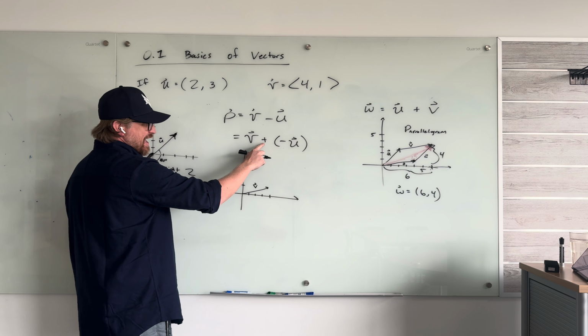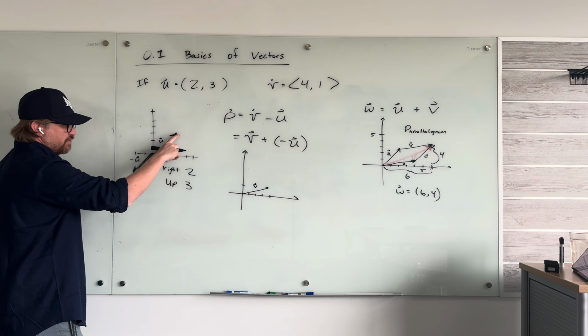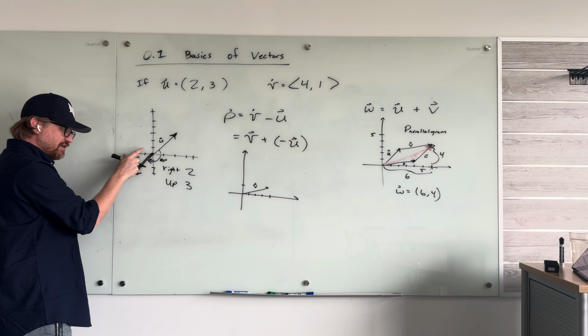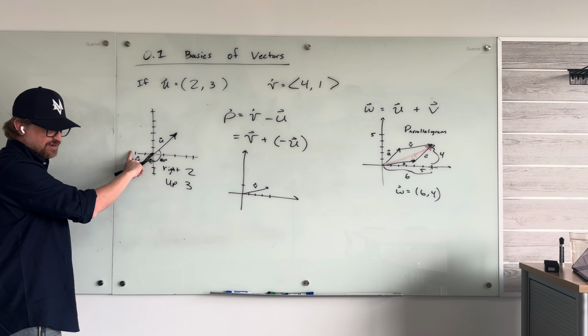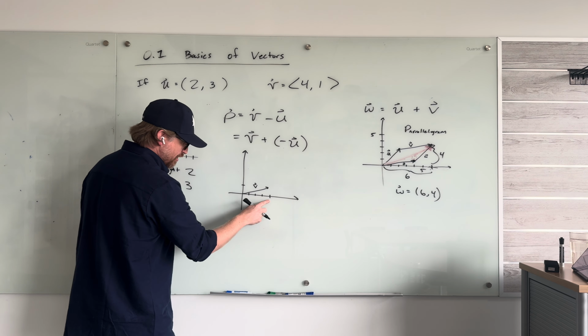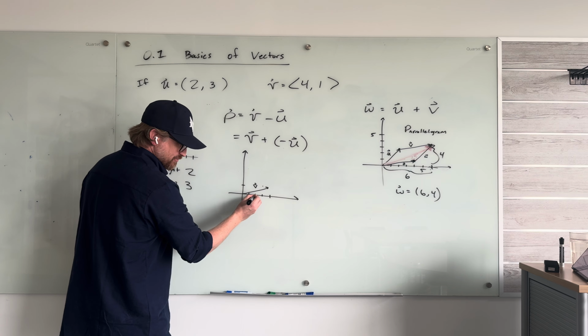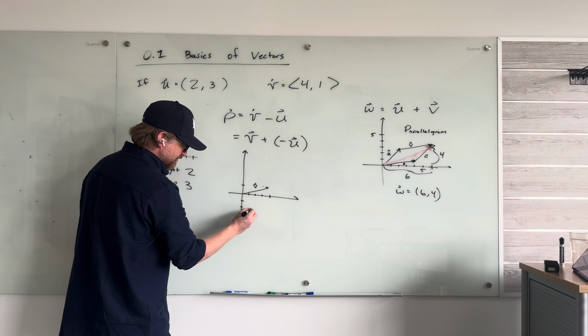And then remember that I'm adding to this negative u. So instead of going 2 to the right and 3 up, I'm going negative 2 to the left, and I'm going 3 down. So negative 3 on my components. So from here, I'm going again 1, 2 steps to the left, and then 3 steps down. 1, 2, 3, placing me here.